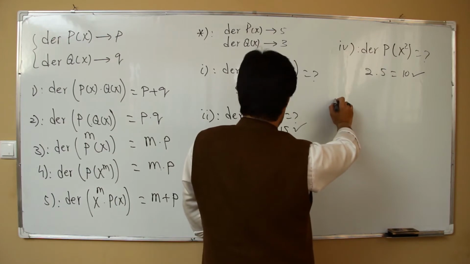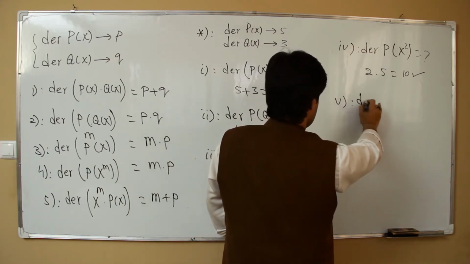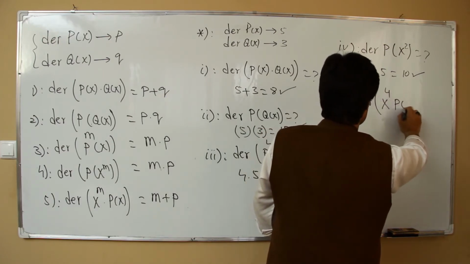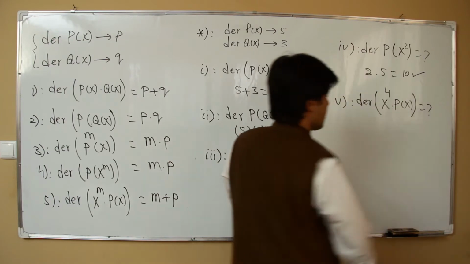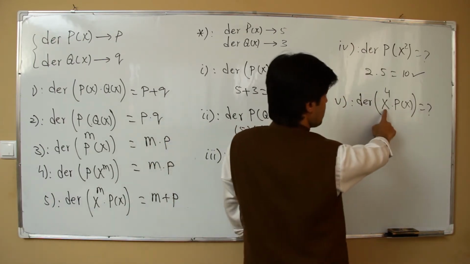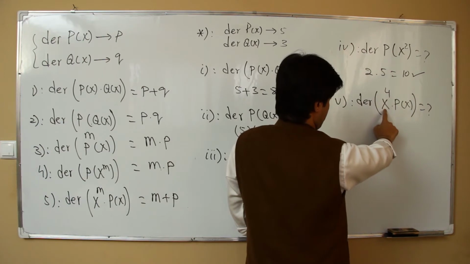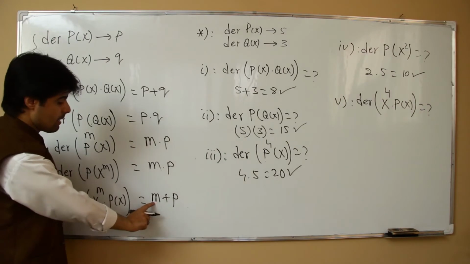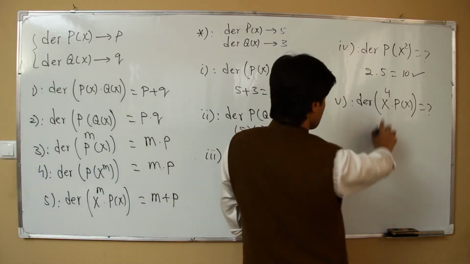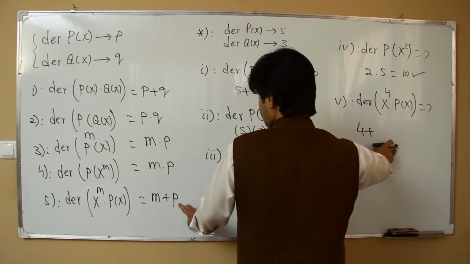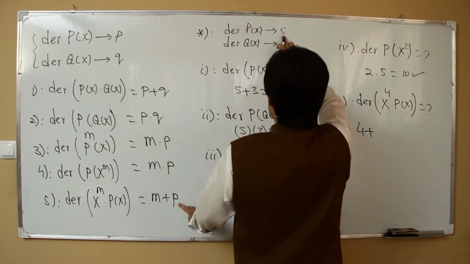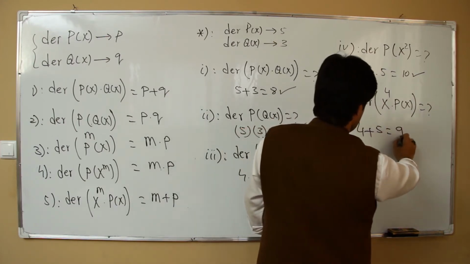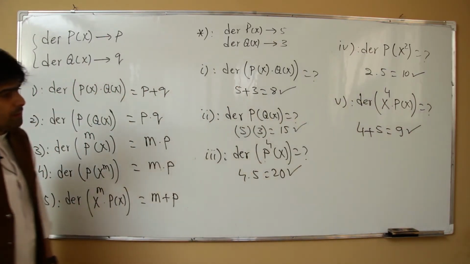And number 5, if I ask you the degree of x^4 times p(x), what does it mean? It means you have to multiply a monomial x^4 with p(x). Then what would be the degree? The degree is m plus p. What is m? m is 4. Plus, what is p? The previous degree of the polynomial p(x), it was 5. 4 plus 5, it is 9. Write it, please.